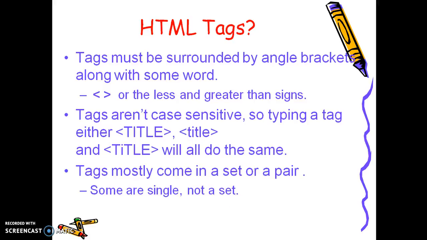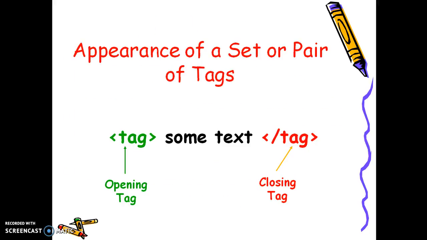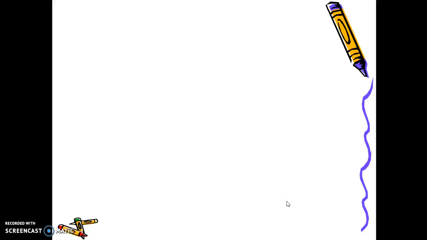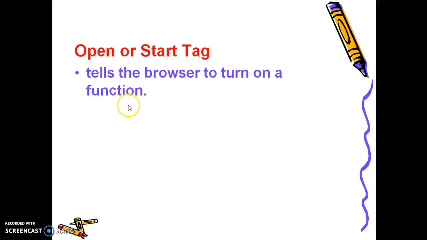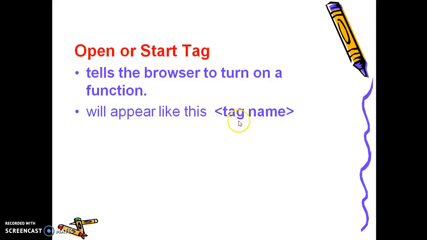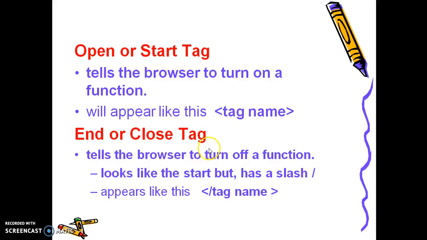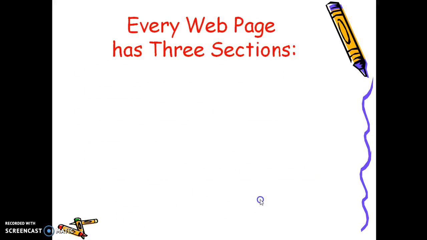Next, the tags usually come in a set of pairs. Some are single, not a set. Here there is a pair of tags: an opening tag, then some text, and then a closing tag. The open or start tag tells the browser to turn on the function and will appear like this: tag name. The end or close tag tells the browser to turn off the function. It looks like the start tag but has a slash, and appears like closing of tag name.